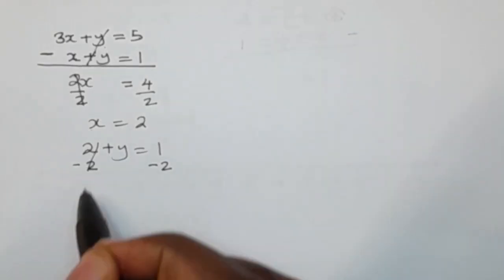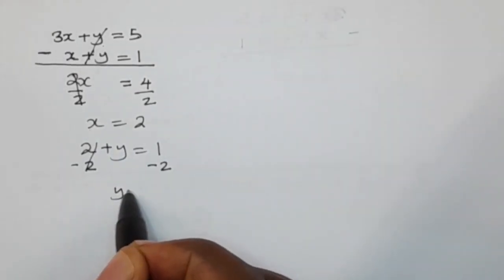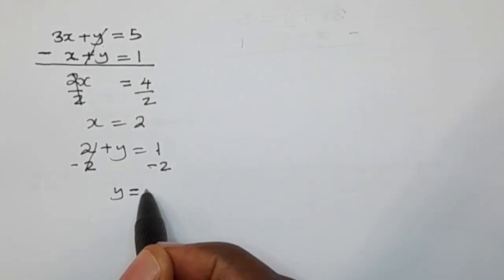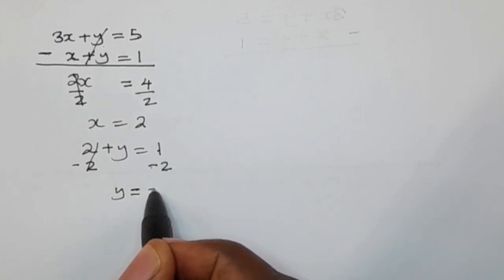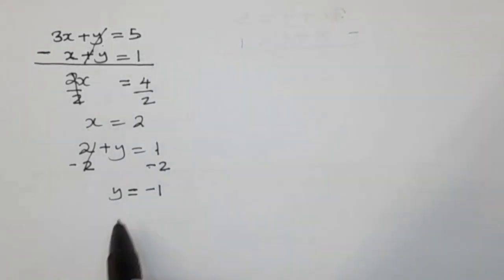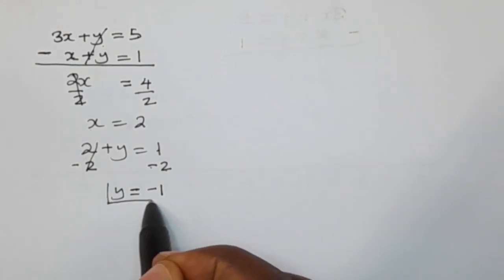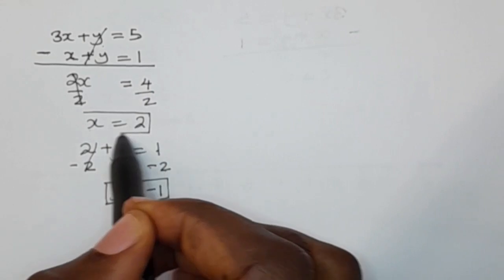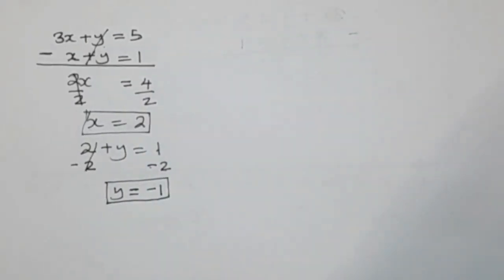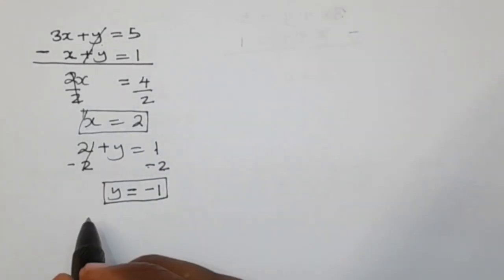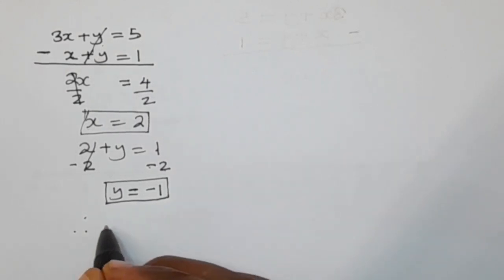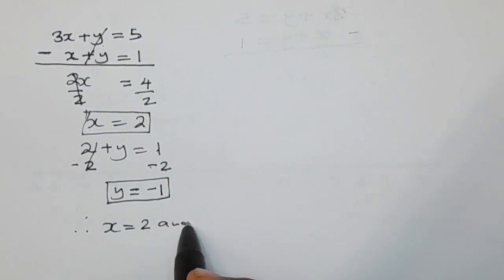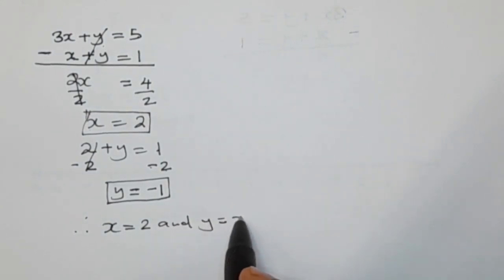So this will be a 0. Then you have y is equal to 1 minus 2, which is negative 1. So the values of x and y are these. You can conclude and say, therefore, x is equal to 2 and y is equal to negative 1.